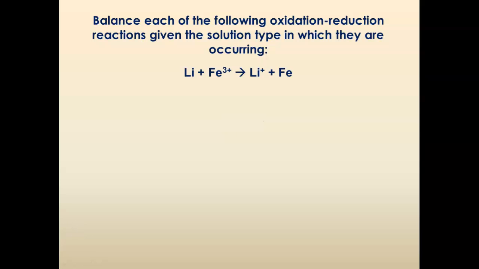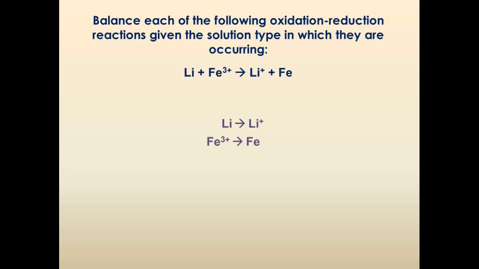So we're going to balance this first reaction. This is an example of a single replacement redox reaction where we have lithium turning into lithium ions and iron 3 ions turning into iron metal. So when I'm splitting these into 2 half reactions, I'm going to split lithium apart from iron. And I want to make sure the atoms are balanced. I have 1 lithium on both sides. I have 1 iron atom on both sides, so we're good to go.